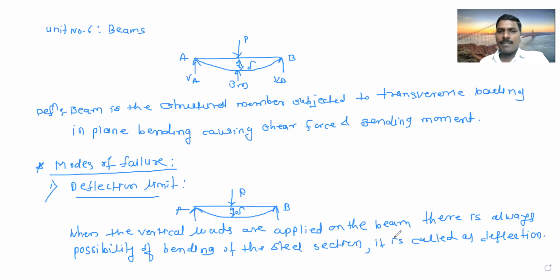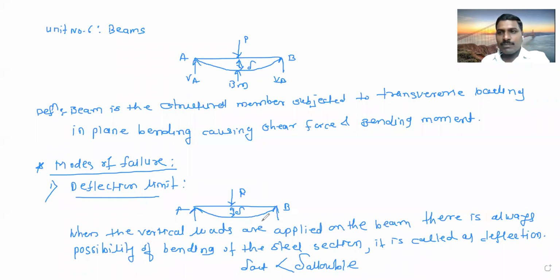What deflection is there? Because the beam rests on two supports, A and B. Are you getting? A and B are the supports, and due to this vertical load P, the unsupported area will bend, and that possibility of bending is nothing but the deflection. So the actual deflection of the beam should be less than the allowable deflection.